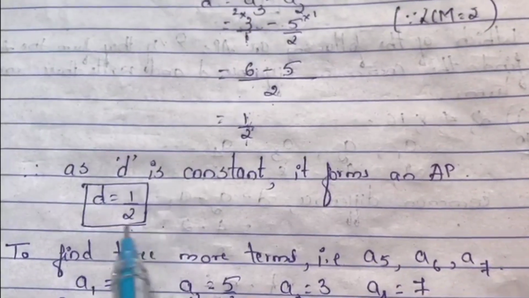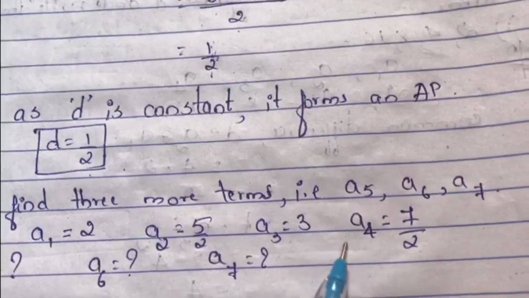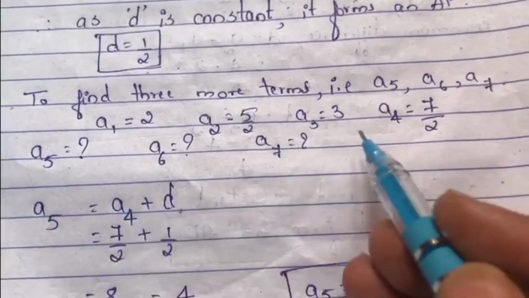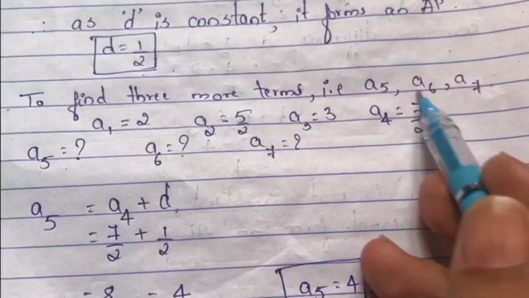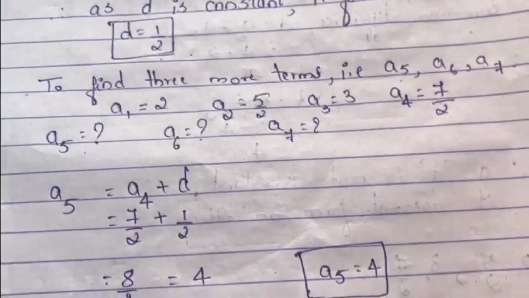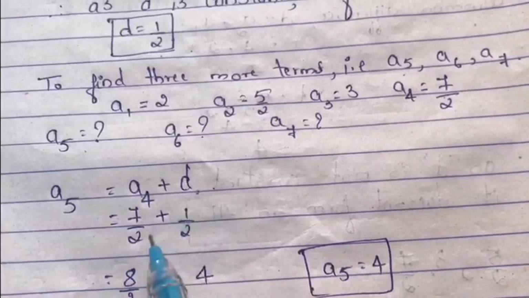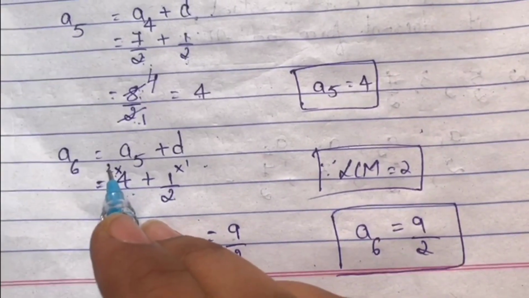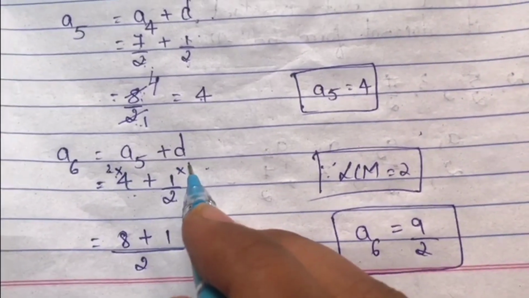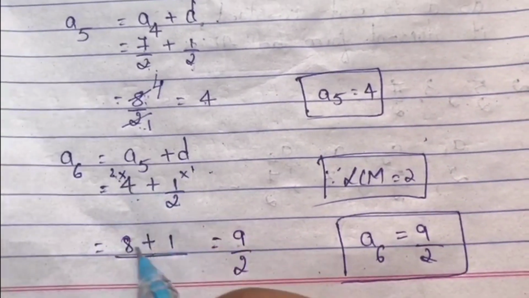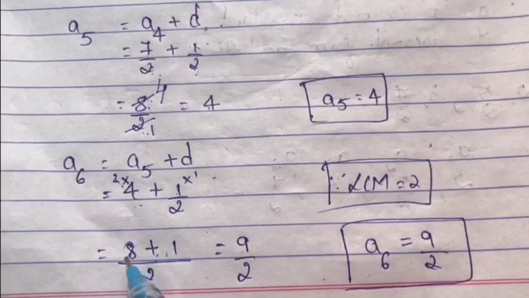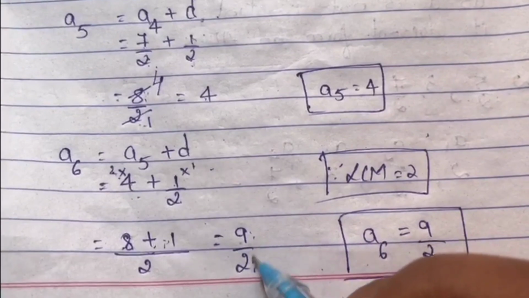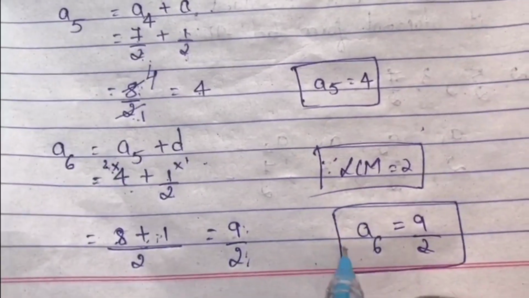So we need to find the next terms, that are A5, A6 and A7. Here you can see that A4 is 7 by 2. By using this, we need to find A5, that is A5 is equal to A4 plus D. Here A4 is 7 by 2, multiplied by 1 in the denominator, so 4 2s are 8 and 1 1s are 1. Here we will get 8 plus 1, that is 9, and denominator 2, that is 9 by 2. A6 will be 9 by 2.